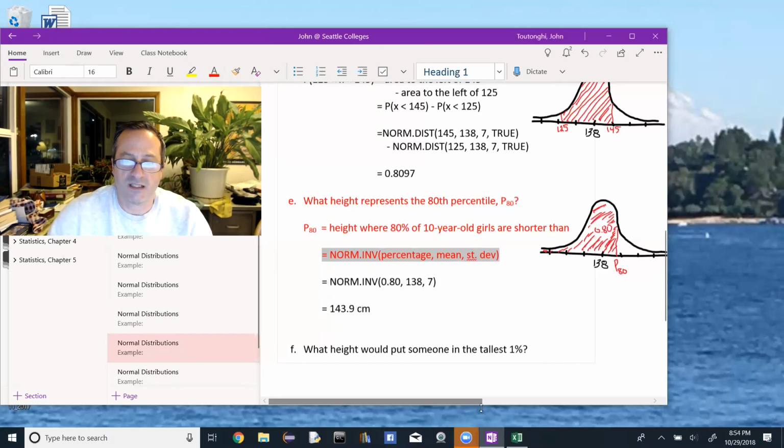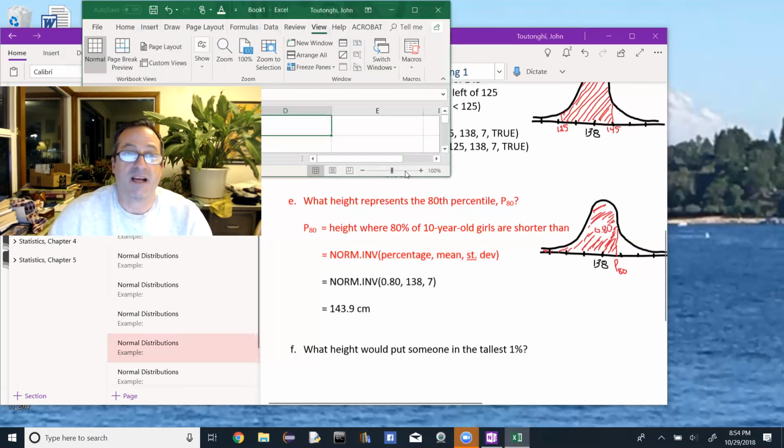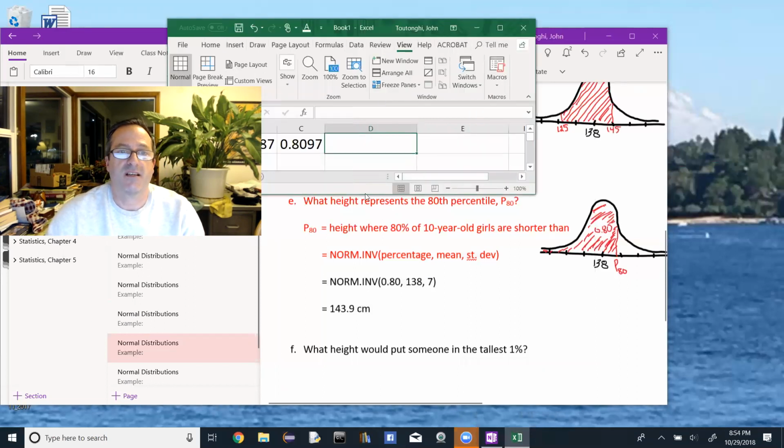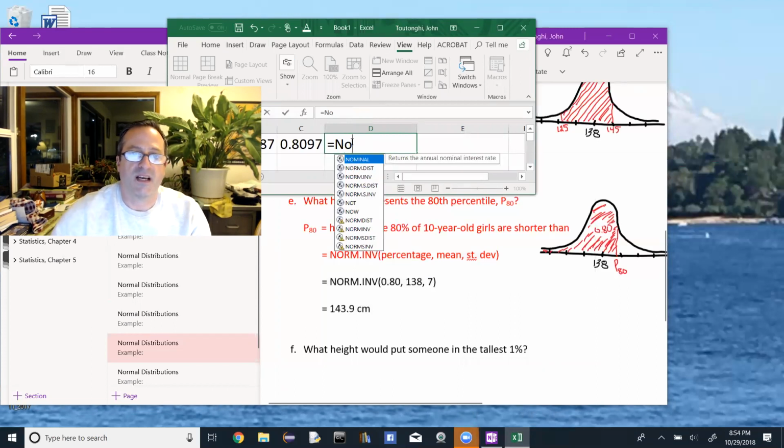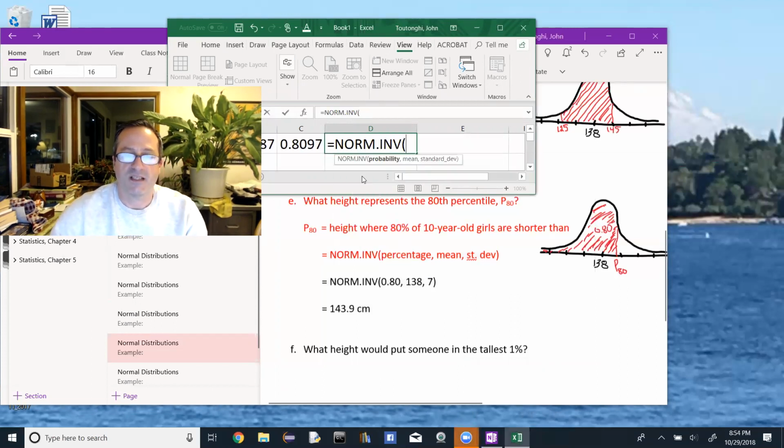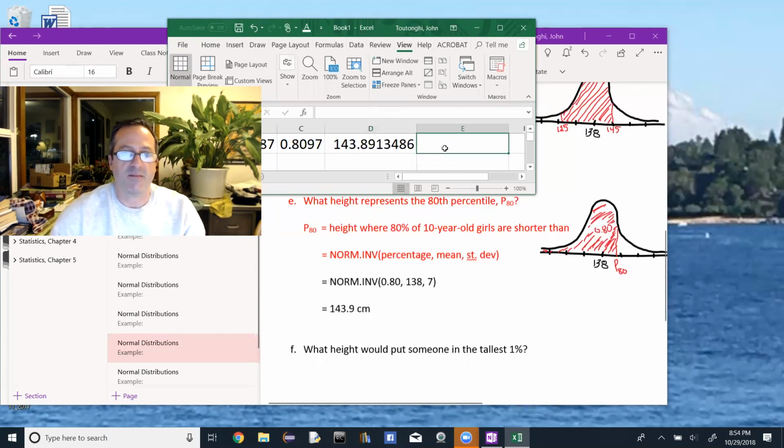So I'm going to go to Excel. It's basically going backwards. You know the percent to the left, and you want to find the data value that's associated with it. So equals norm.inverse, and then it wants the percentage or the probability. So that's 80%. So I have to enter that in as a decimal, 0.80. That number always has to be between 0 and 1. If not, you're going to get an error. So if I put 80 there without the decimal, it's going to give me an error. That's a really common mistake. Then 138, and then 7, and then tab.